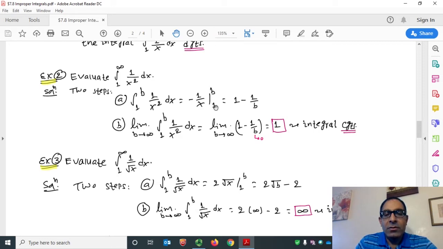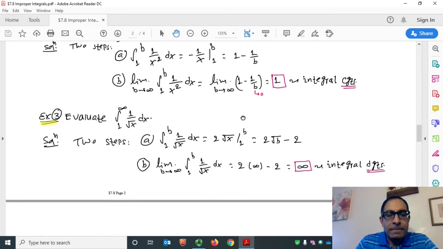When you put in the lower limit, it gives a minus, so that's why it is plus 1 over 1, which is 1, and then minus 1 over b. I just switch the position here. In the next step, take the limit as b goes to infinity. So the limit as b goes to infinity of the definite integral we found in part A equals, as b goes to infinity, this fraction goes to 0, so we have only 1 left. That means the value of this improper integral is 1. That means the given improper integral is convergent. Great.